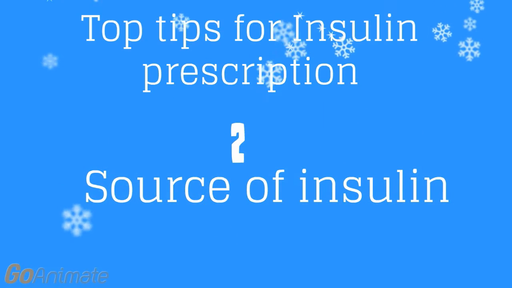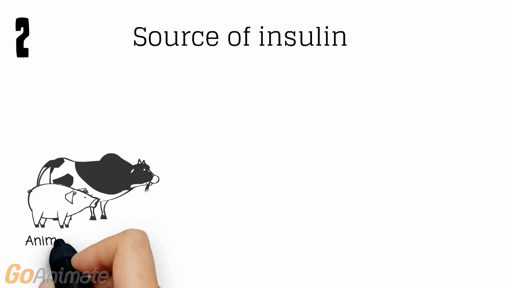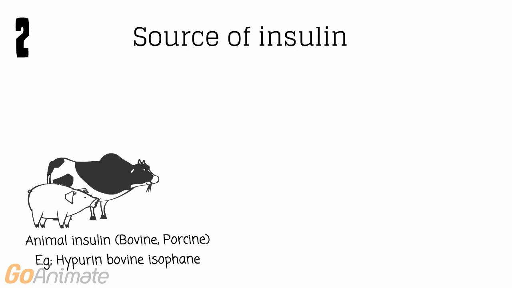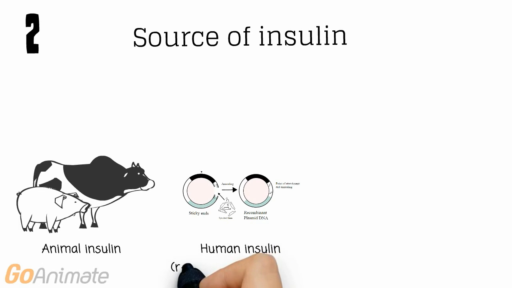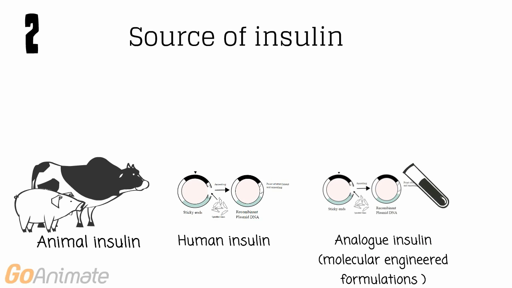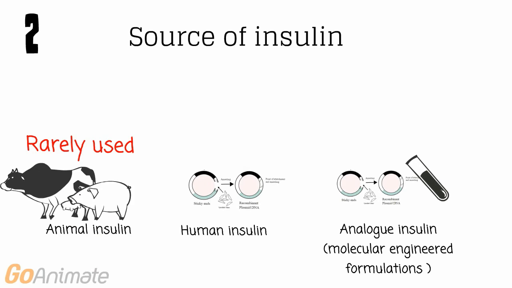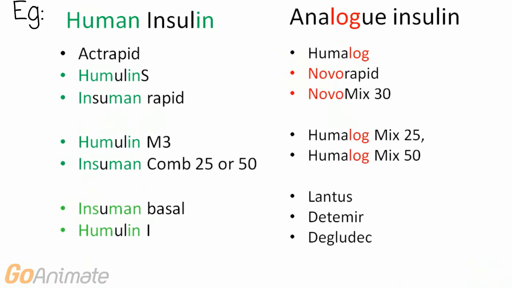What next? You should know the source of insulin you are prescribing. It can be animal insulin, or human insulin, or analog insulin, which is structurally altered insulin for better absorption. Animal insulins are rarely used these days, so we will focus on others.